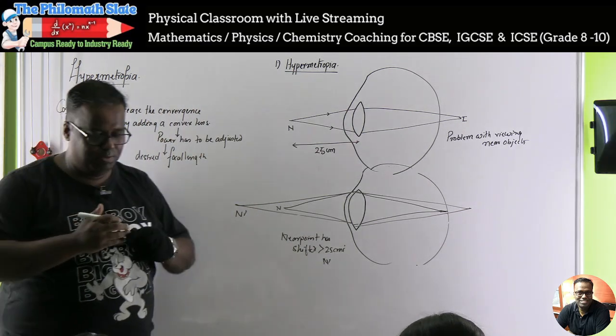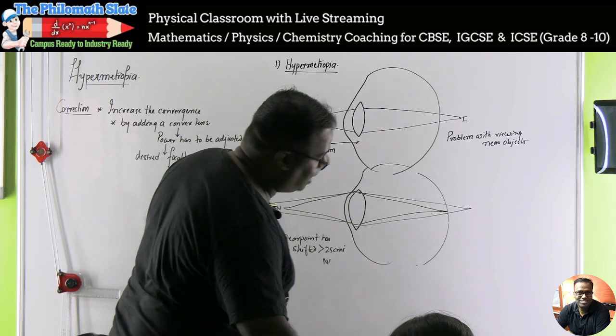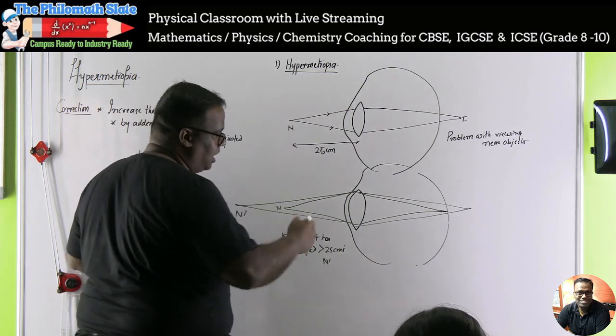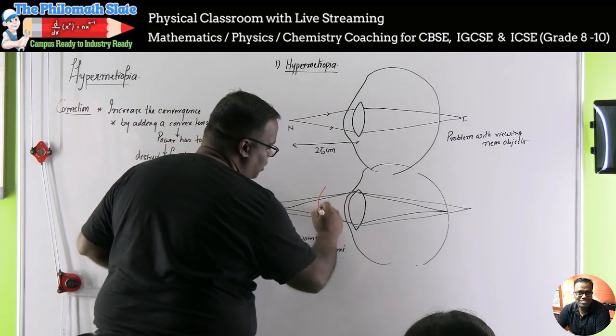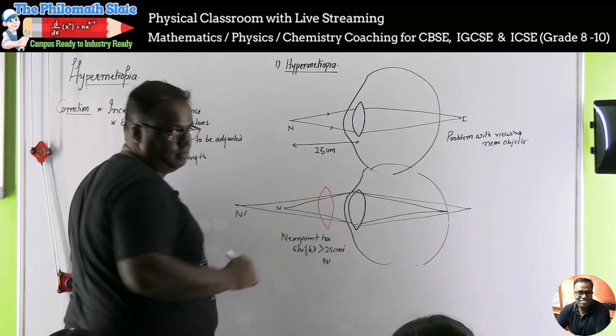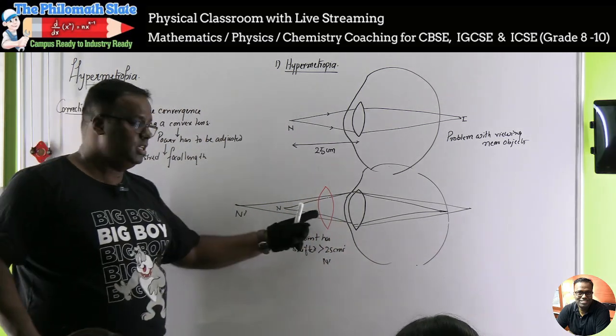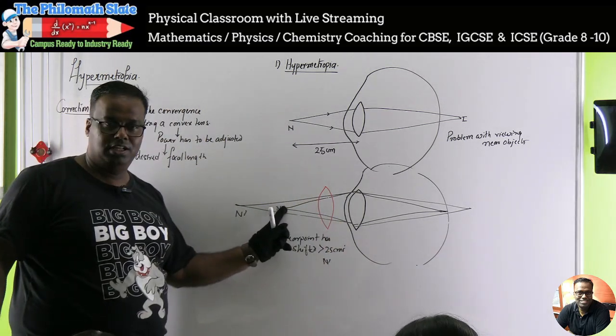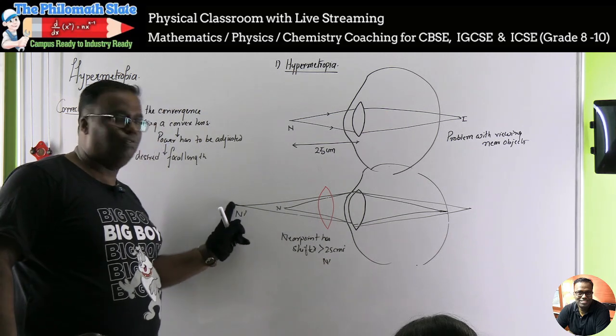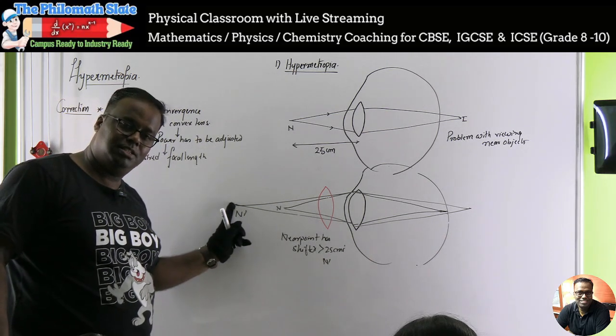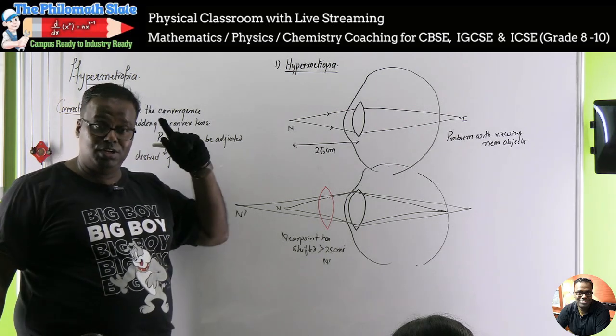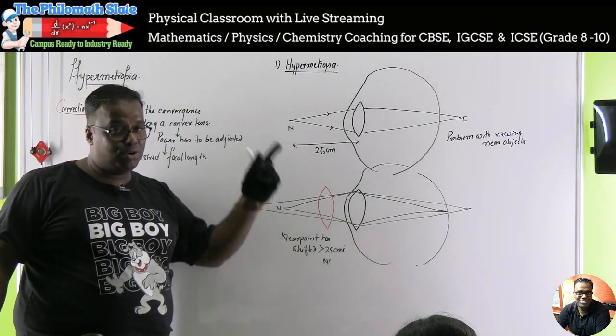So our idea will be, just listen this, then you will understand. Our idea will be, I'll draw a next diagram also. I will try to put a convex lens out here such that this he cannot see, but if this image can be formed here, he can see. That is the same thing we did in myopia. Far object we brought to the near point.